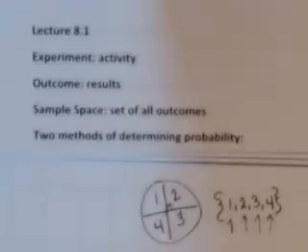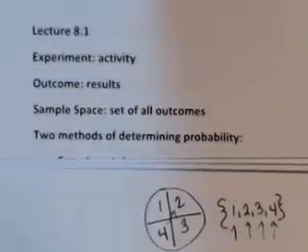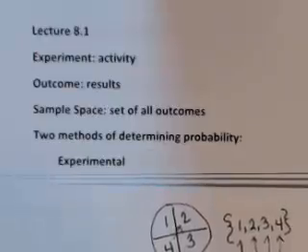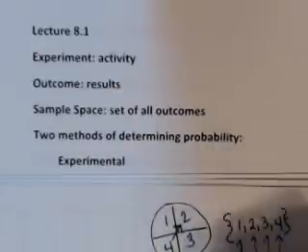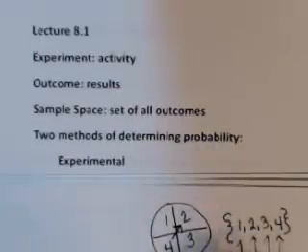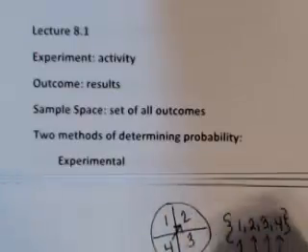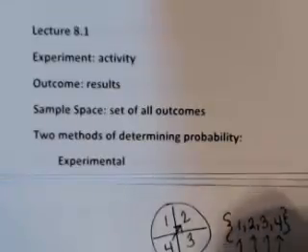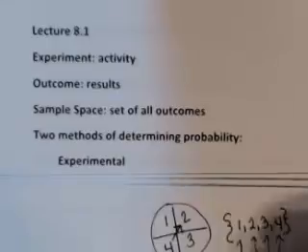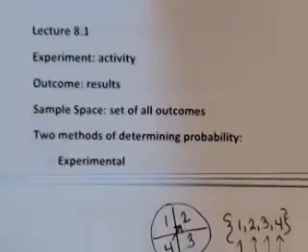There are two methods of determining probability. One is the experimental method, and that would be by actually spinning a spinner and seeing how many times I land on a particular number. So if I spin the spinner 4 times and I land on 1, 2, 2, and 3 out of those 4 times, then that would be an experiment. It would be experimental probability.